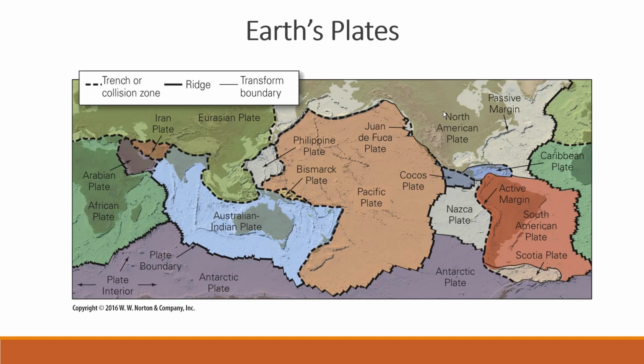So Earth is broken into tectonic plates. Plates will interact either by coming together in what's called a convergent boundary, by pulling apart in a divergent boundary, or they slide past each other in a transform boundary. So the dashed lines are where they're coming together. The solid thick lines are where they are moving apart, and the thin solid lines are where they're just sliding past each other.